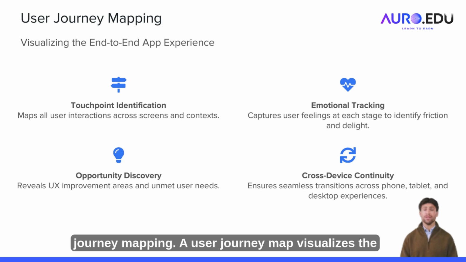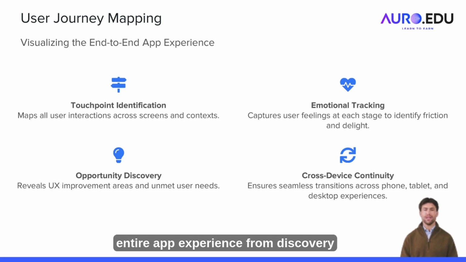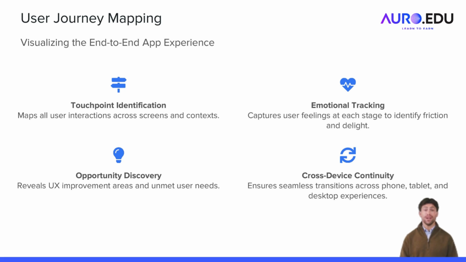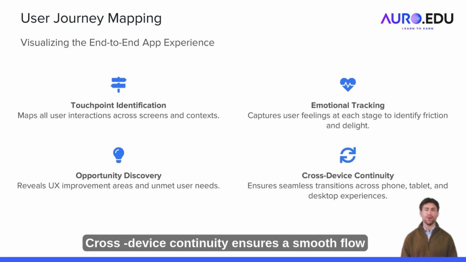User journey mapping. A user journey map visualizes the entire app experience, from discovery to engagement to exit. We identify all touch points, track emotions, and locate friction. This helps uncover opportunities for innovation or simplification. Cross-device continuity ensures a smooth flow across phones, tablets, and more.